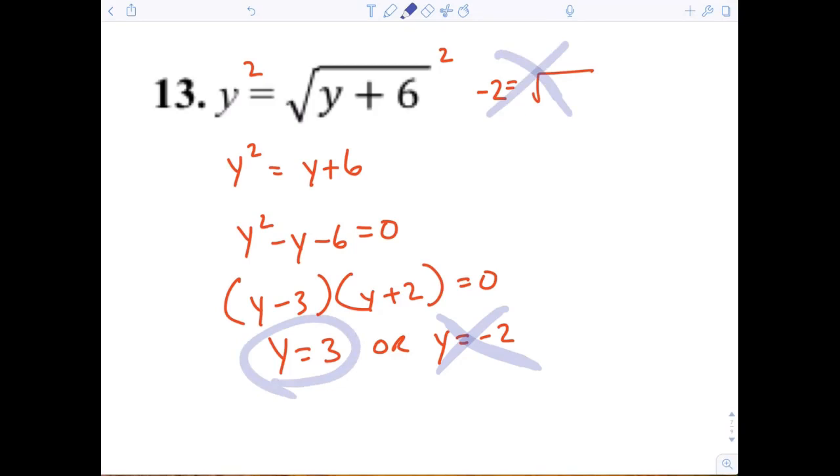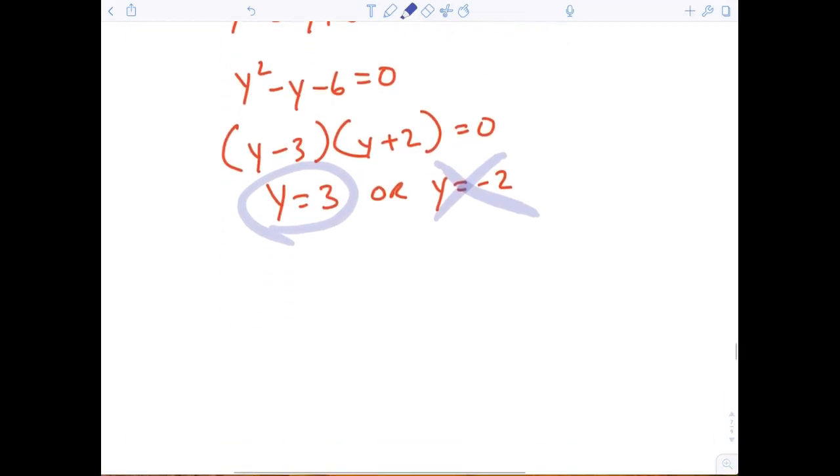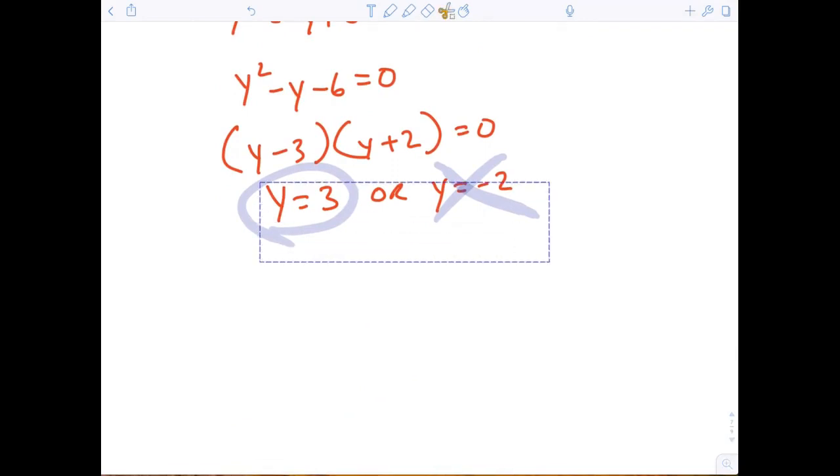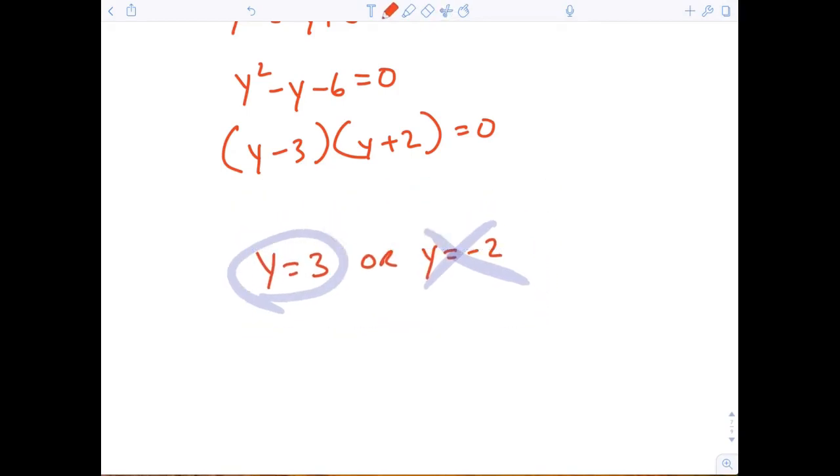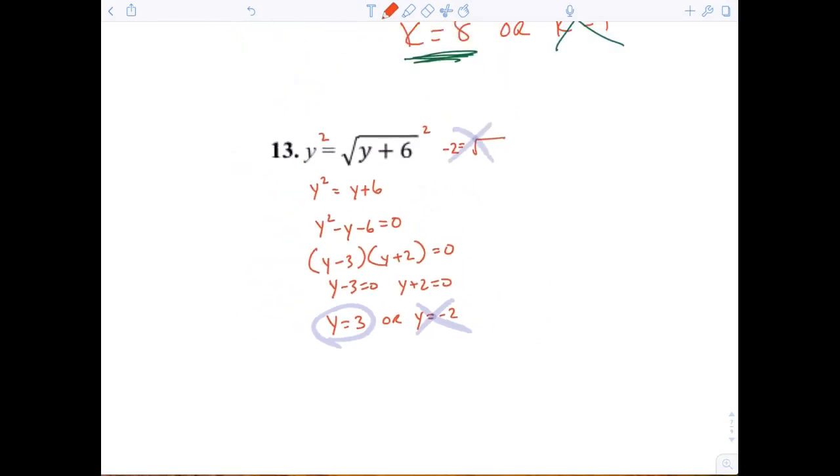Okay? Not when I solved the equation. Do you remember this? Let me just write that out just to make sure. So you're writing it as y minus 3 equals 0, y plus 2 equals 0. Oh, yeah. Okay, make sure you remember that.